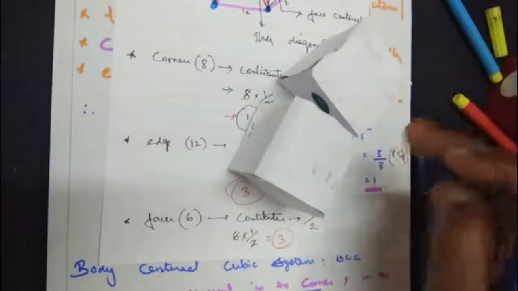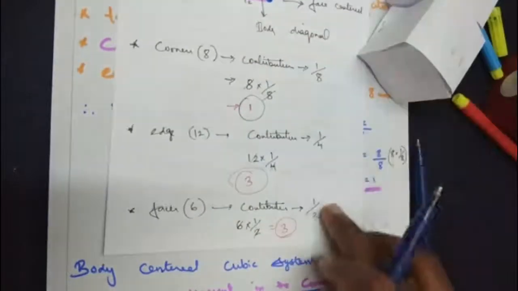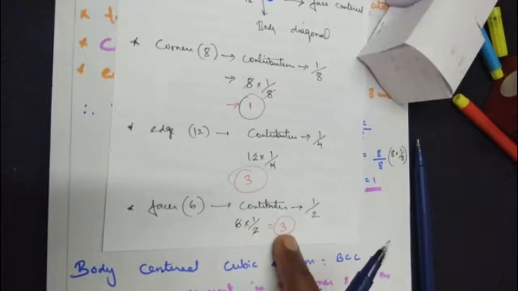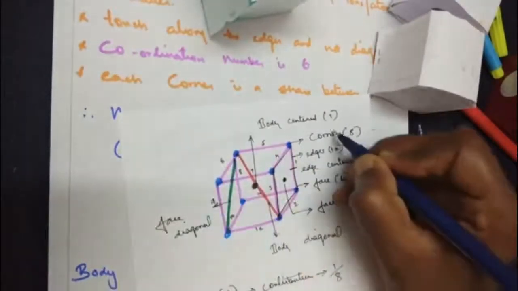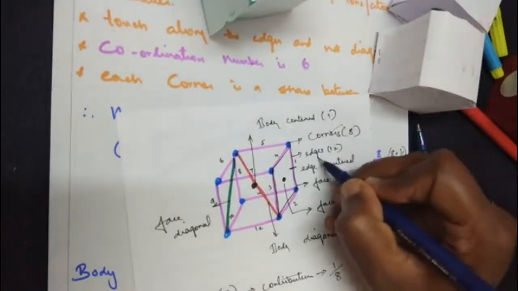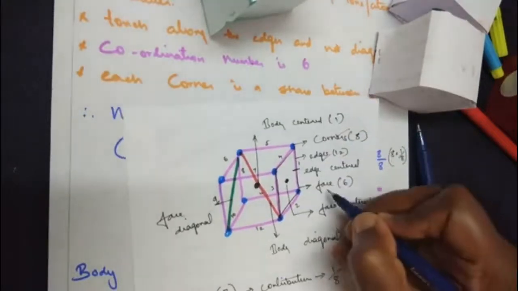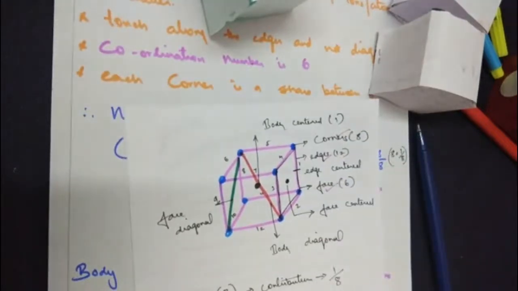No other units are needed for their completion. So 1 by 2. When we simplify, we get 3 as the answer. One more thing: in terms of corners we have finished, in terms of edges we have finished calculating, in terms of faces also we have finished calculating. We are left with the contributions in the body center.